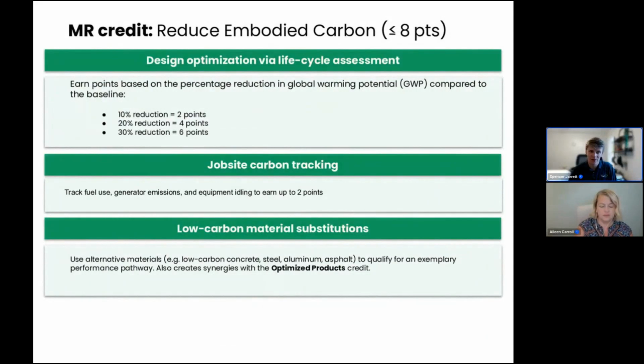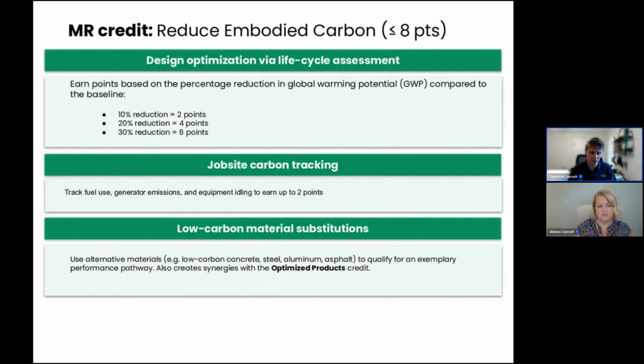So let's unpack the first MR prereq. As I mentioned earlier, a little bit different than the 4.1 related credit in that it is requiring you to include the on-site hardscapes. So in this prerequisite, you need to assess the structure, superstructure, substructure, the enclosure of the building, and the on-site hardscape materials. So all of your foundations, slabs, columns, beams, exterior walls, parking lots, retaining walls, all of that needs to be considered in this prerequisite. Interiors are optional.